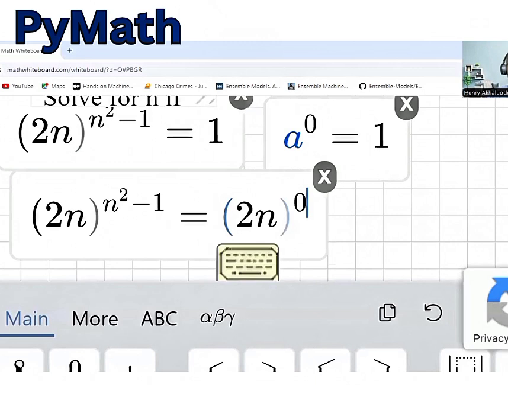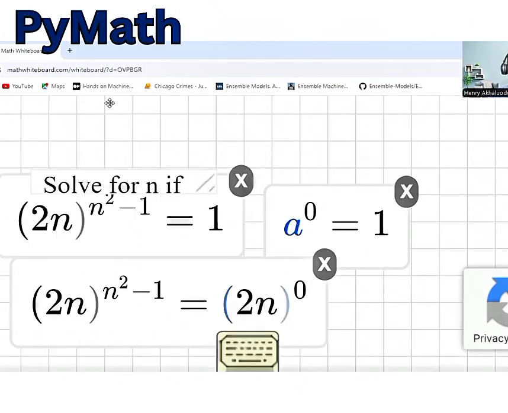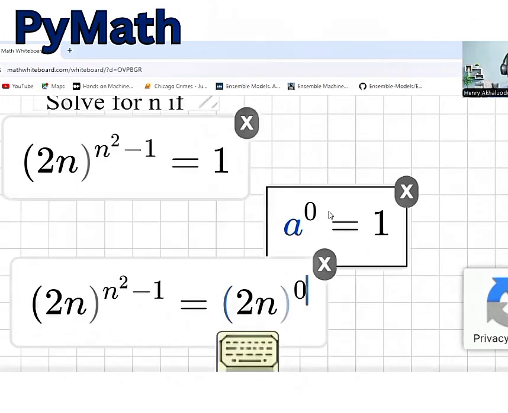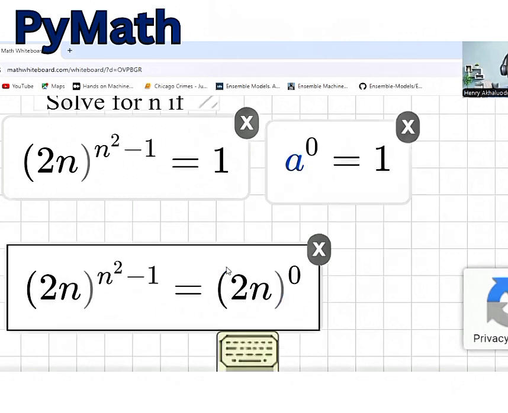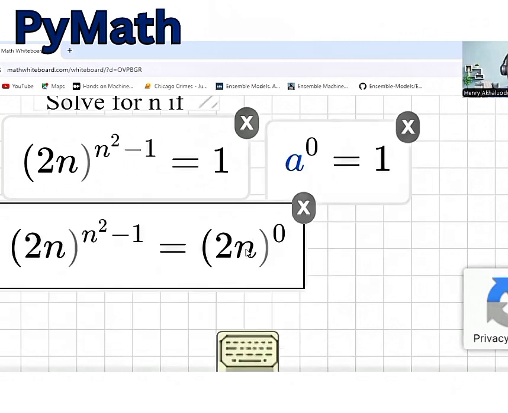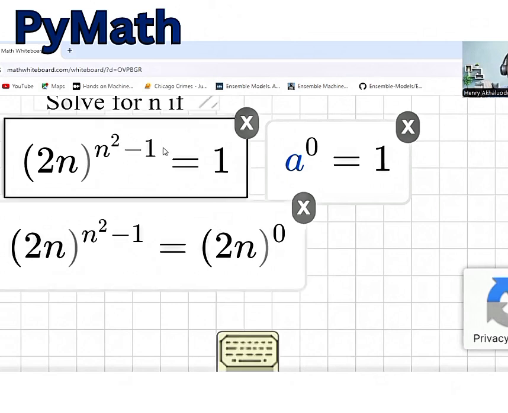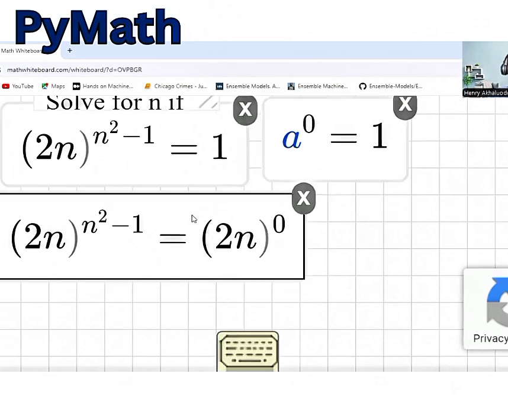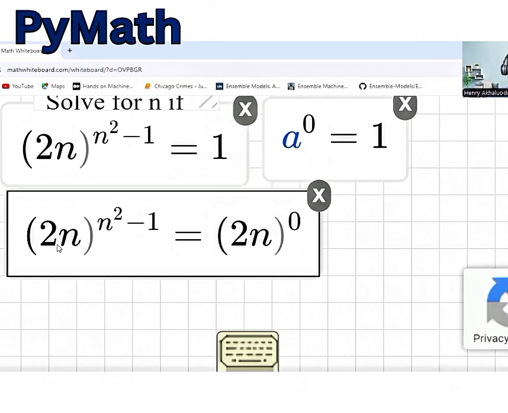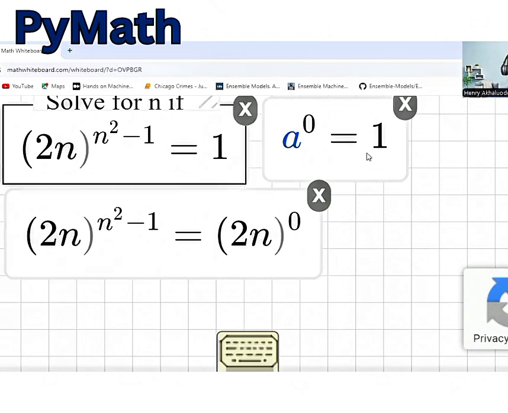Let's pull this a bit up so we'll have the space to work our solution. Looking at this, we can work out what we have here by the principle I'll state shortly. This principle states that if you are dealing with indices equations and the bases are equal, in this case, 2n on the left-hand side equals 2n on the right-hand side, then the indices are equal. In this case, n squared minus 1 is equal to 0.